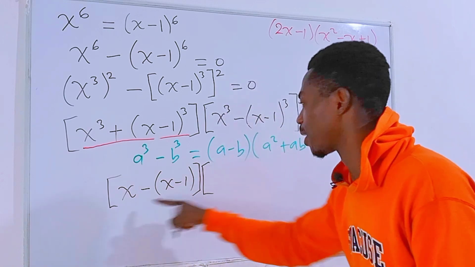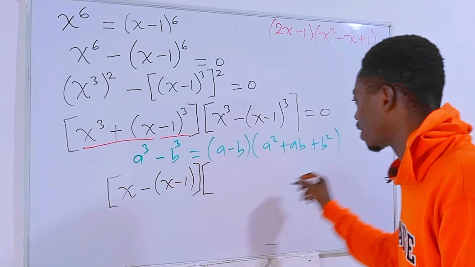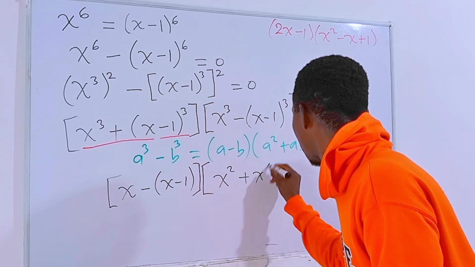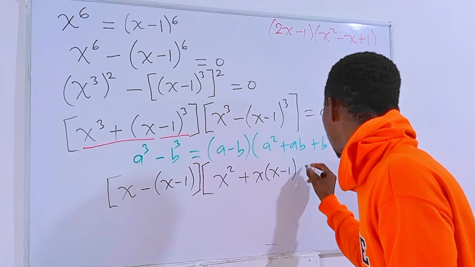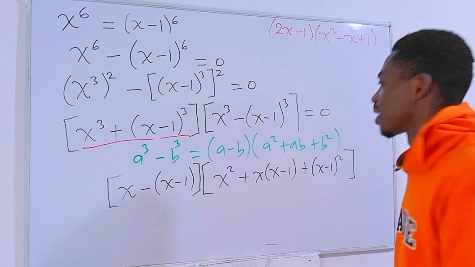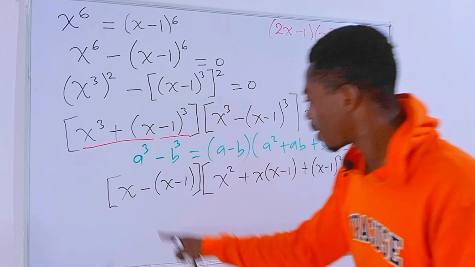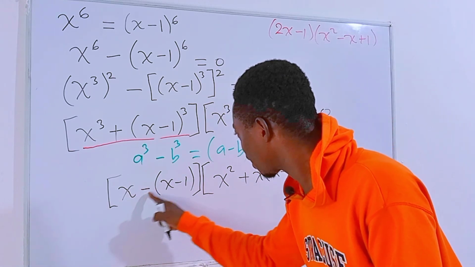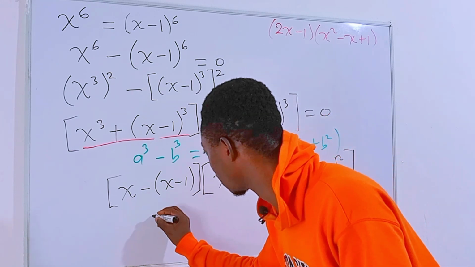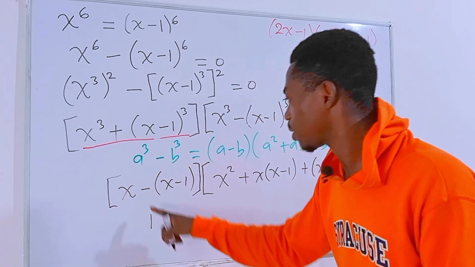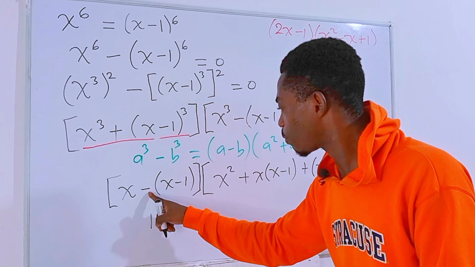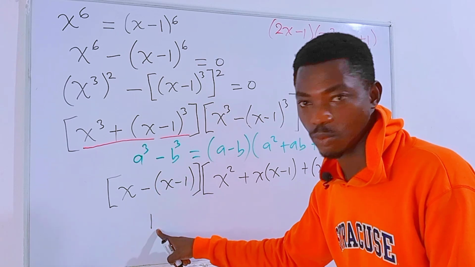So this one is this. Now to get this, it's going to be x to the second power plus x times x minus 1 plus x minus 1 squared, just like this. Now let's simplify this. x minus 1 times x plus 1. Actually, the whole of this is going to give us positive 1 because this and this negative x will go. Then we're left with negative 1 times negative 1, which is positive 1.